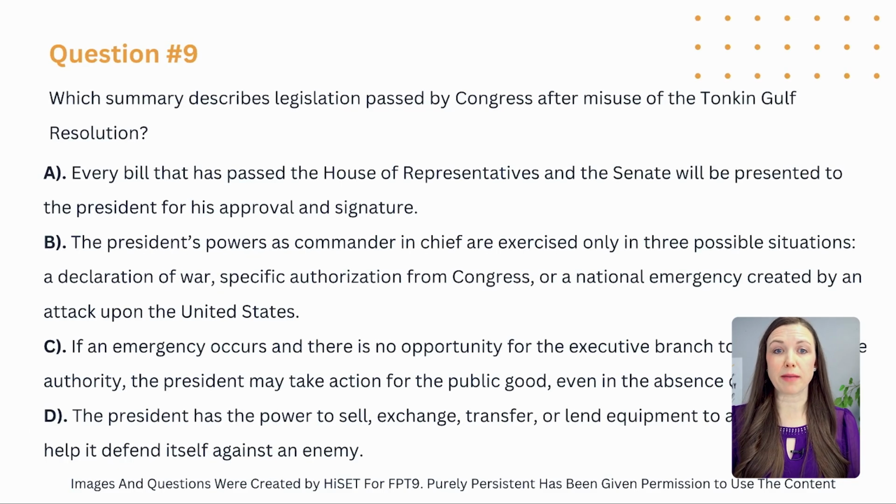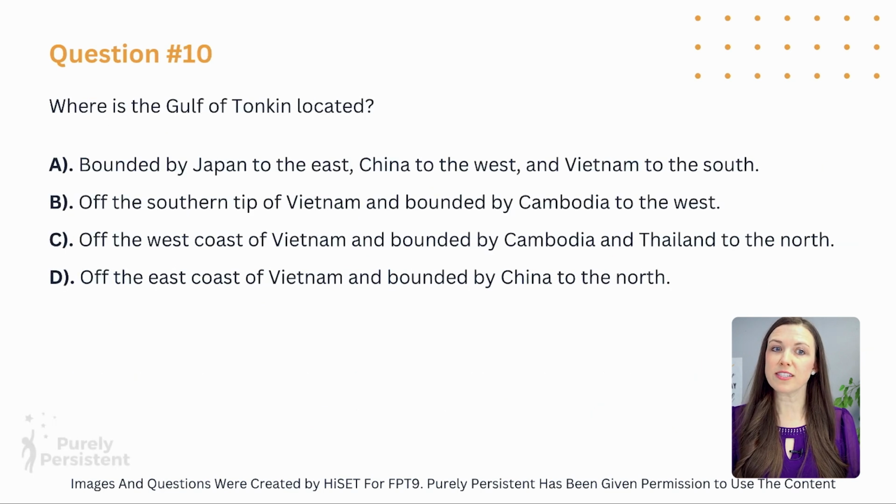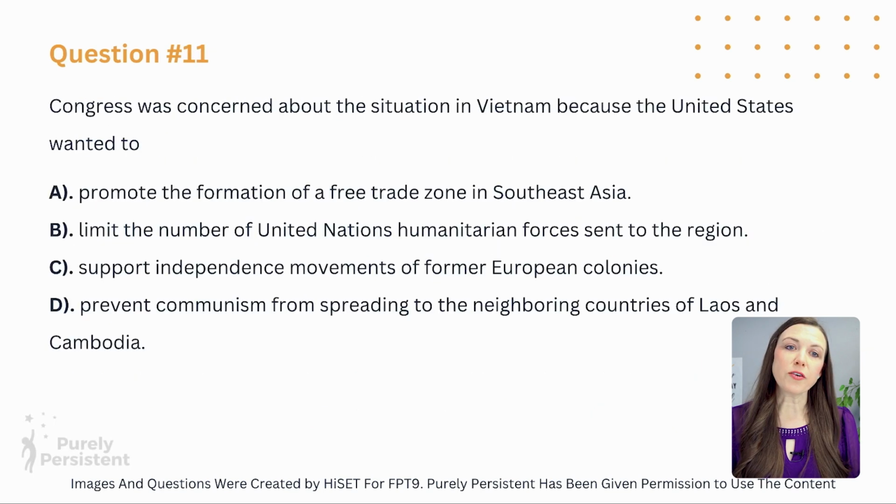The passage of this resolution affected which constitutional principle? Each summary describes legislation by Congress after misuse of the Tonkin Gulf Resolution. And where is the Tonkin Gulf located? Congress was concerned about the situation in Vietnam because the United States wanted to. So why did the United States even get involved?